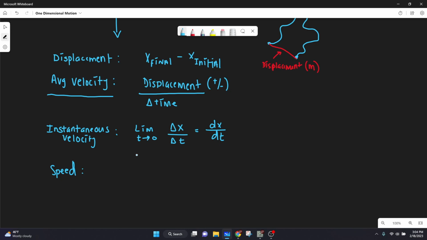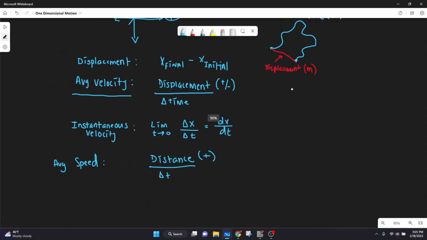However, speed is distance traveled over the change in time. This would be average speed. And so distance is always positive. You can't have a negative distance traveled. You can measure this and it will be a positive number every time you move from one distance to another, whereas displacement can be negative.